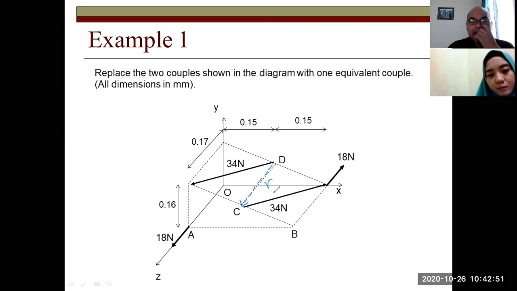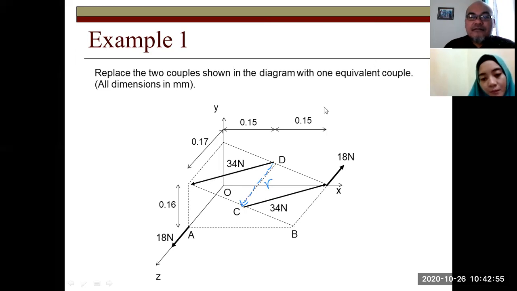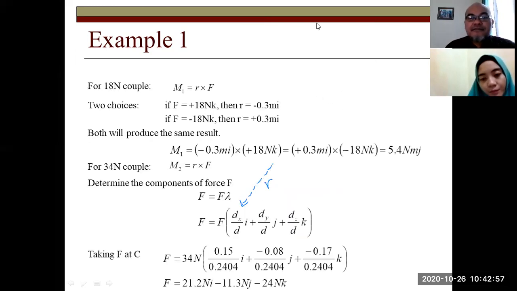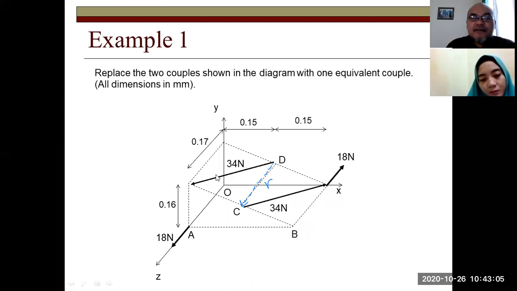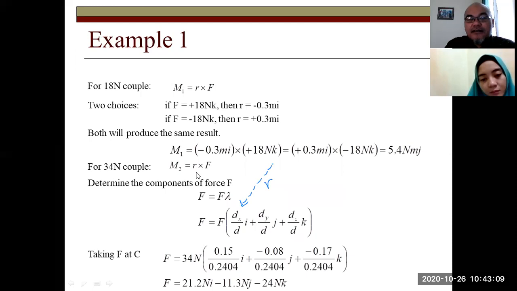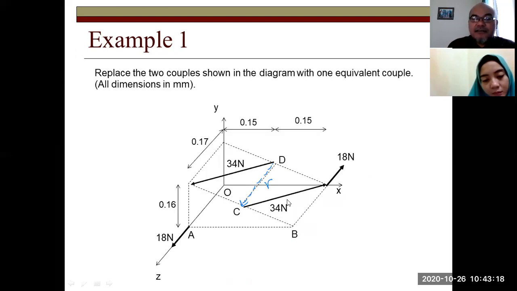Factor R. Okay. Then the J component is minus 0.17 divided by 0.2404, K. Minus 0.17 is this part, the K component. So then we obtain 21.2 Newton I. This is expressing the force first, yeah? This is expressing this force F.